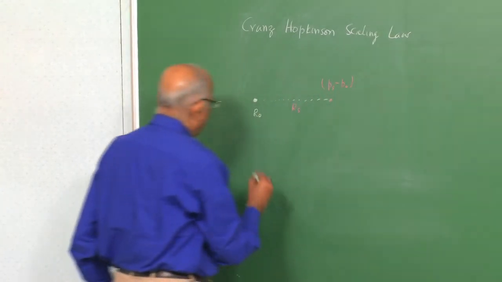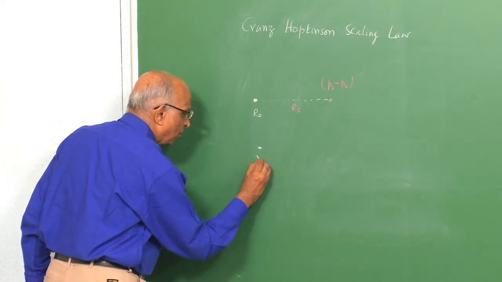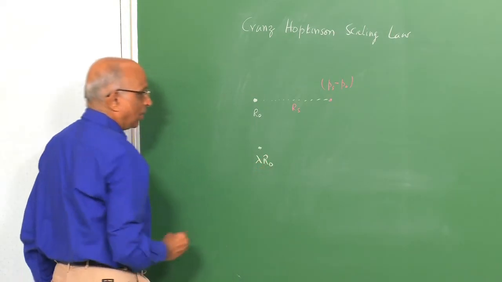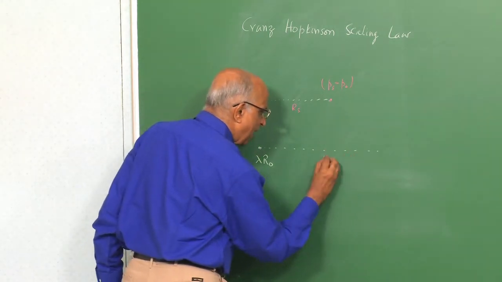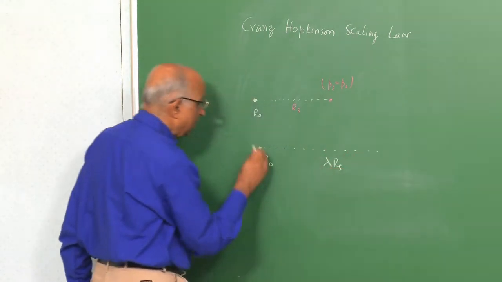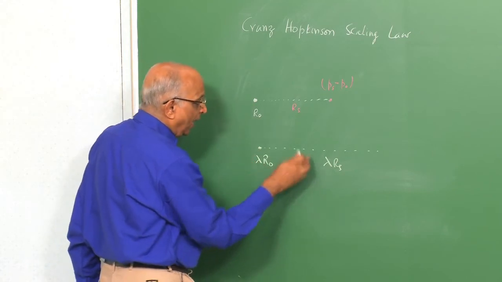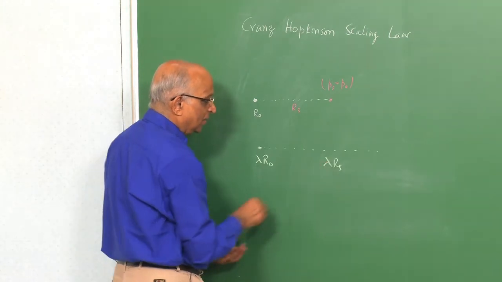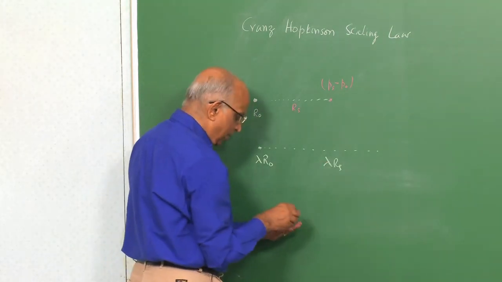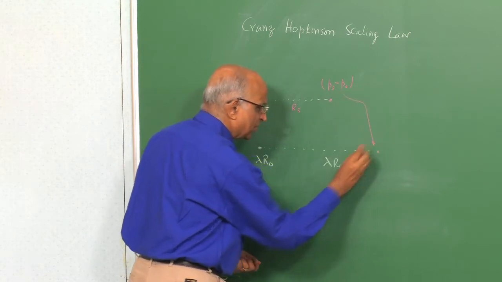If I have, at a similar site, a similar explosion for which the explosion length is lambda r naught, then at a distance, let us say lambda r_s away, that means the explosion length is increased by a factor lambda, and the distance I increase by the same factor, then at this particular distance lambda r_s away, the magnitude of the overpressure is the same.